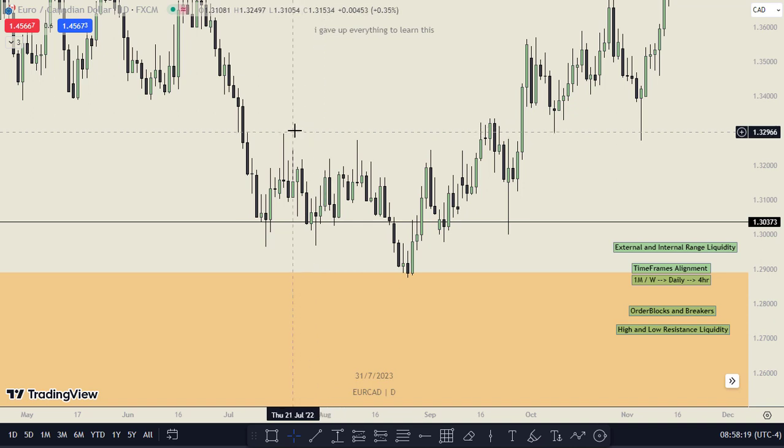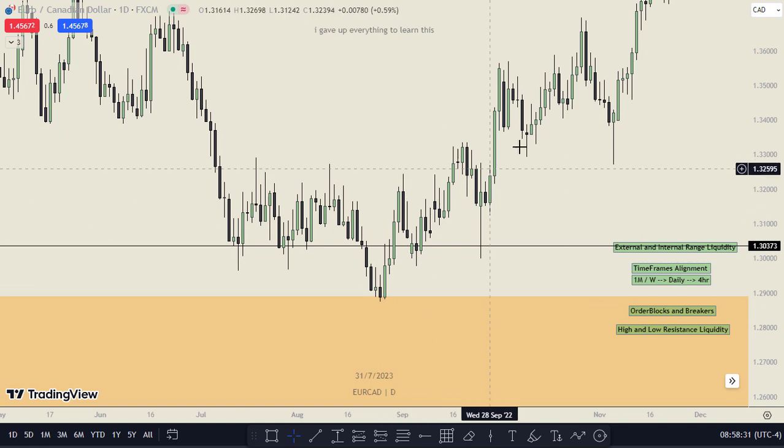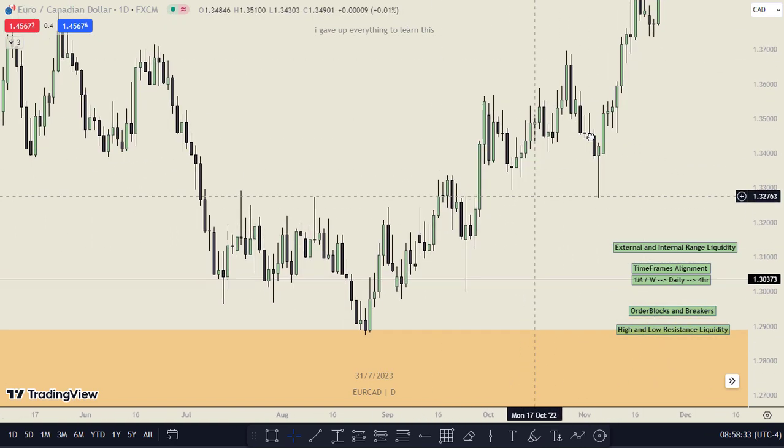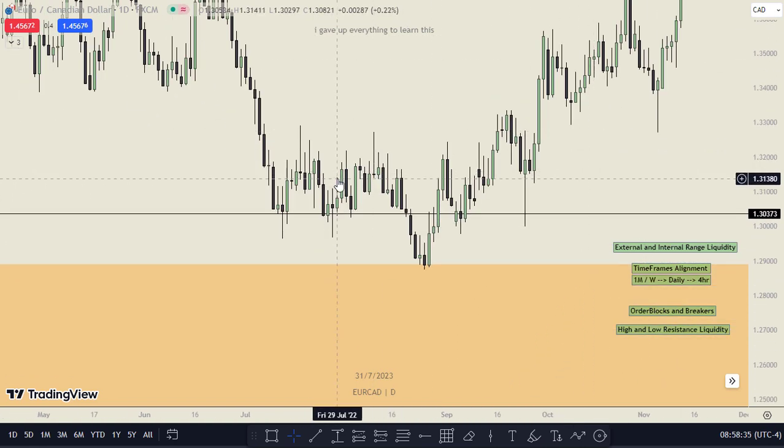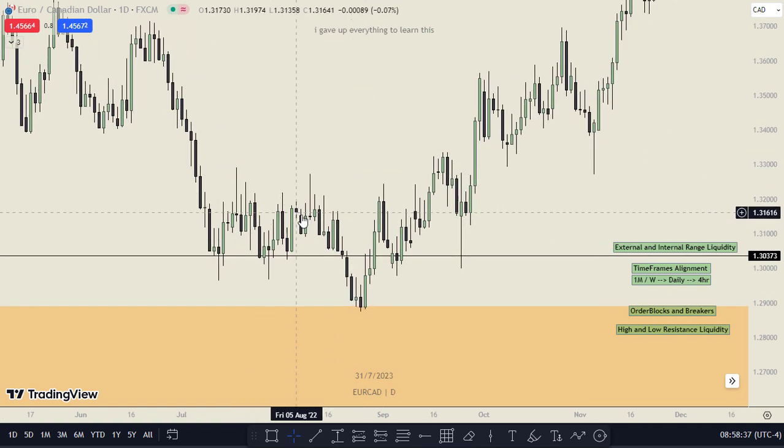What do we see? We have here a consolidation. This is actually called an accumulation, right? We have a manipulation to the downside, and then we have a distribution of longs. So this is classic AMD concept, right? We have accumulation, manipulation, and then expansion to the upside in the form of distributing longs.